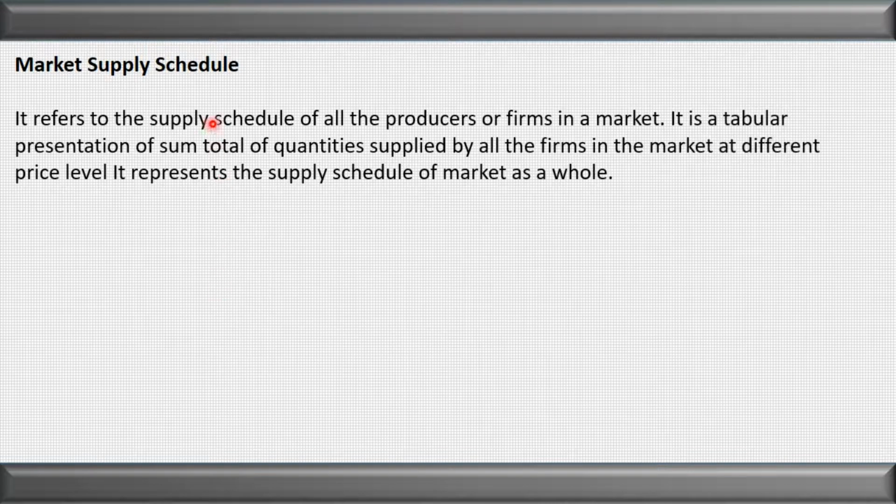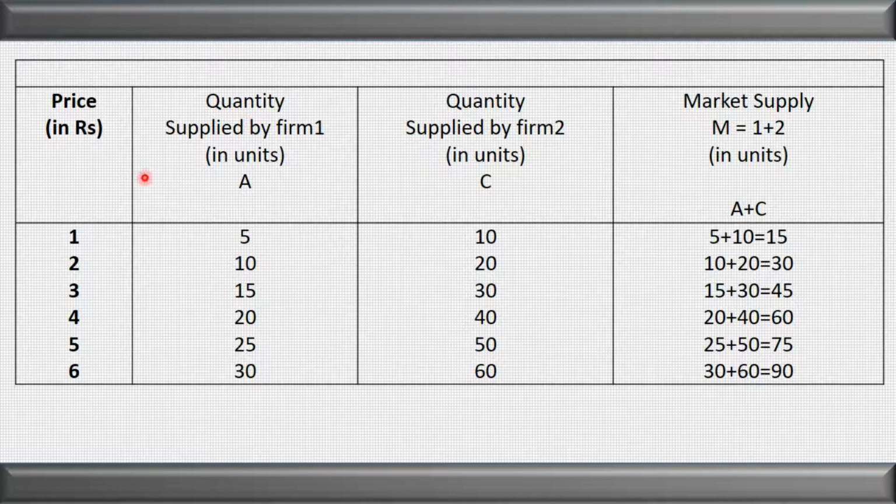Let us see the market supply schedule. It is a tabular presentation showing different quantities of a good made available by firms in a market at different prices. So we can see over here, when the price is 1, 2, 3, the goods supplied by A is 5, 10, 15, 20 and so on. Goods supplied by C, when the price is 1 is 10, when the price is 2, 20 and so on. So what is market supply? It is the sum total of supply by A and supply by C.